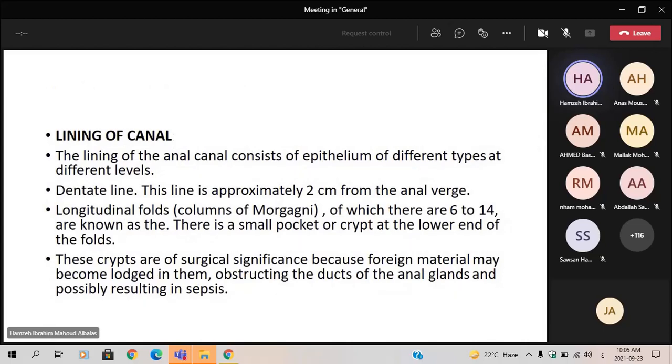The dentate line is approximately 2 centimeters from the anal verge. The elliptical folds, of which there are 6 to 14, are known as the columns of Morgagni. At the lower end of the folds are small pockets called crypts. The crypts are important in controlling the passage of anal mucus and gas. The crypts are of surgical significance because of the risk of obstruction, which leads to more problems and results in sepsis.